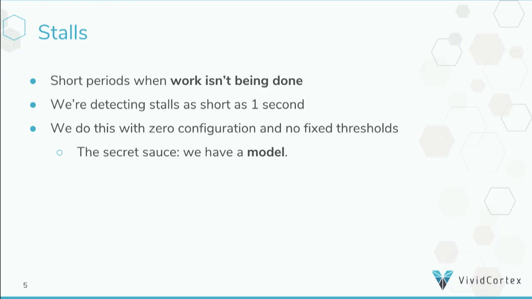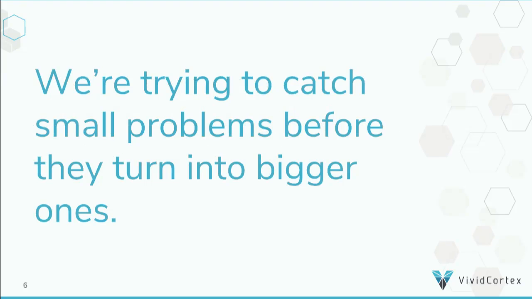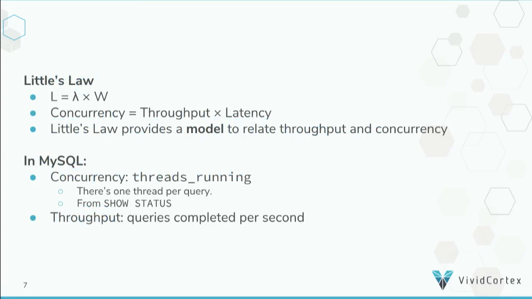And we can do this with zero configuration and no fixed thresholds. The secret sauce is we have a model, a very simple model that you probably already know about. We're trying to catch stalls before they become bigger, before they lead to lots of back pressure, leading to downtime or outages. At 1 second, you probably won't notice these stalls, especially in your applications. But that's exactly when you want to detect them, because once they become 1-minute or 10-minute stalls, that's when your users are going to see them. So we want to catch those early, at the low level, before they impact your applications or your users. The model we use is basically Little's law.